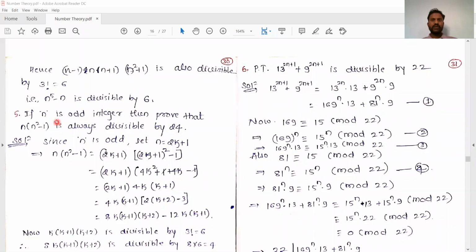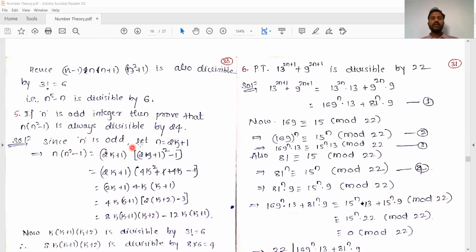Hello friends. In our last video, we completed the examples on congruences. We will discuss some more examples in that. The next example is: if n is an odd integer, then prove that n(n² − 1) is always divisible by 24. Here it is given that n is an odd integer. We need to prove that n(n² − 1) is always divisible by 24.